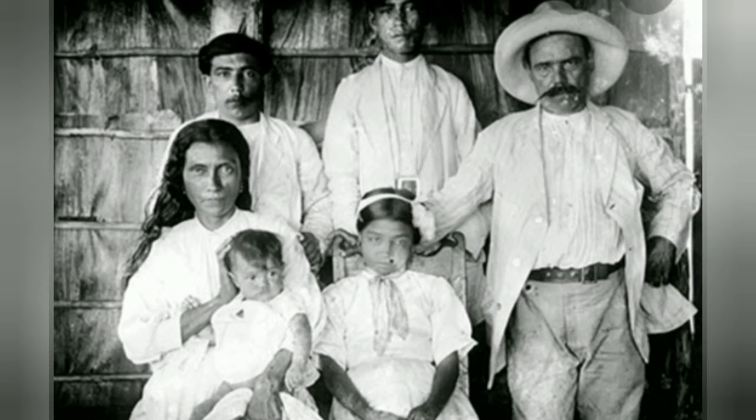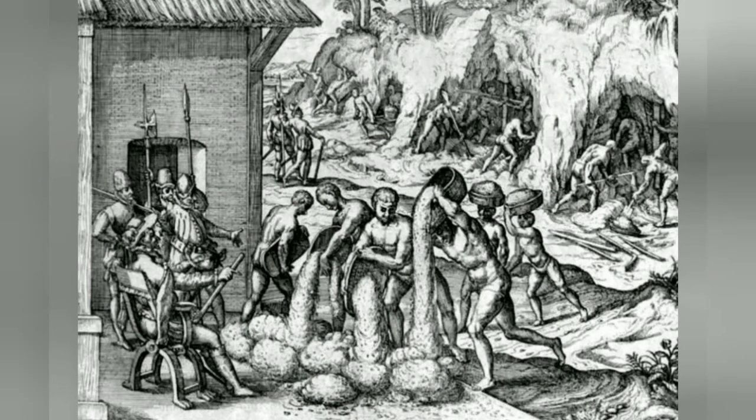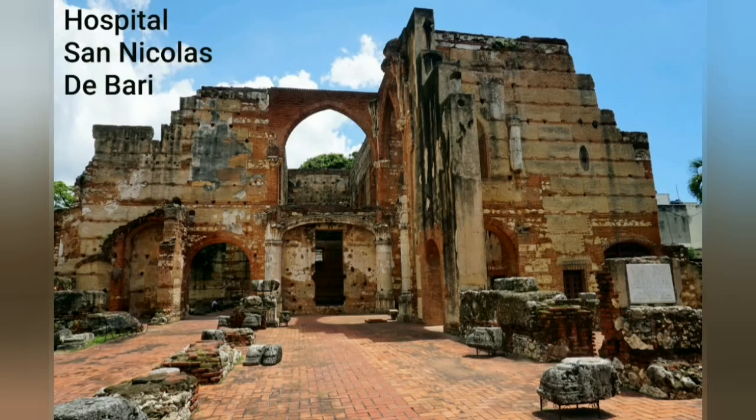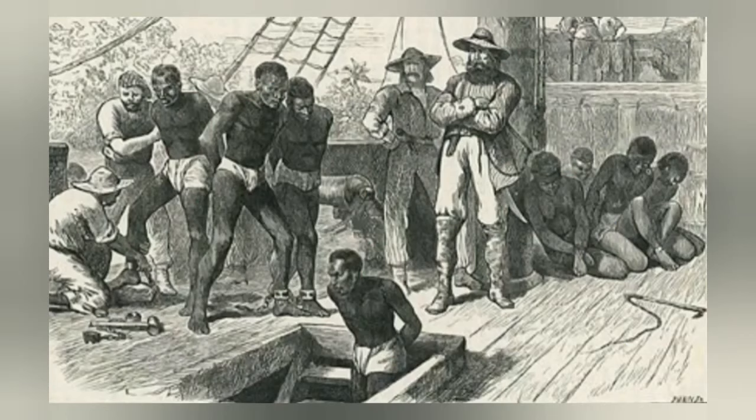Census records from 1514 reveal that 40% of the Spanish men in Santo Domingo were married to Taino women. Columbus named the island La Española, and Santo Domingo became the first permanent European settlement in the Americas. The first cathedral, hospital, university, and other landmarks of the New World can be found in Santo Domingo as well. Santo Domingo was the site of many firsts.